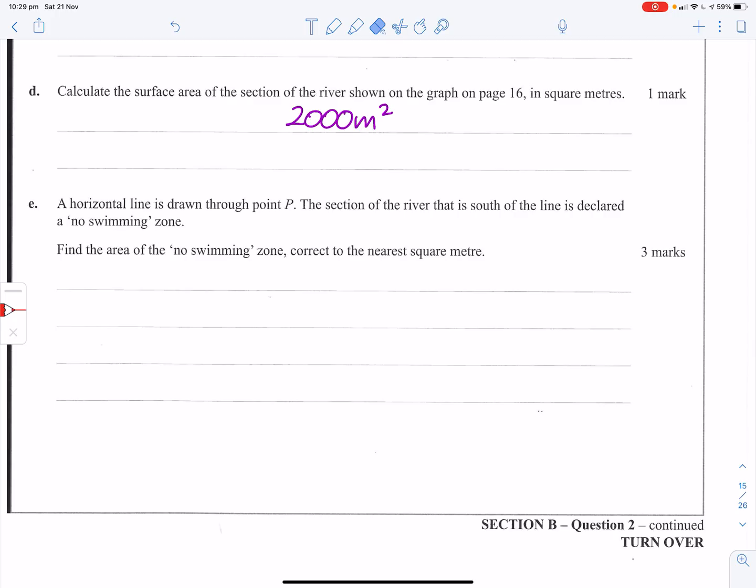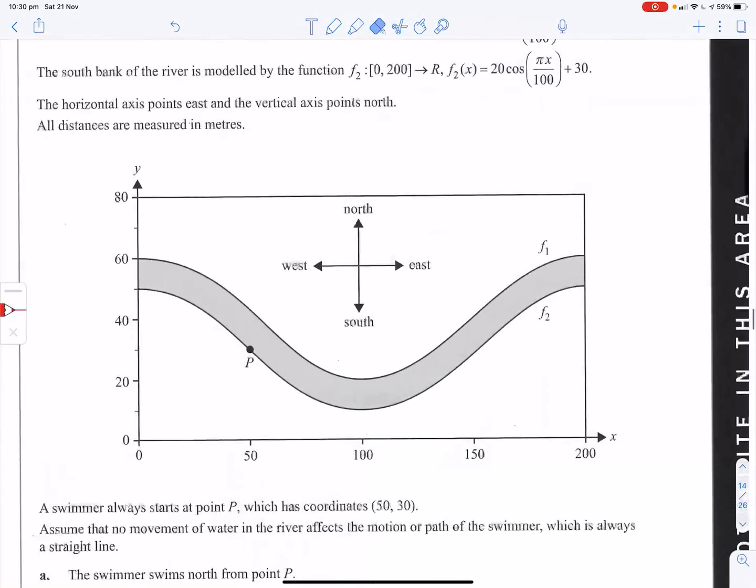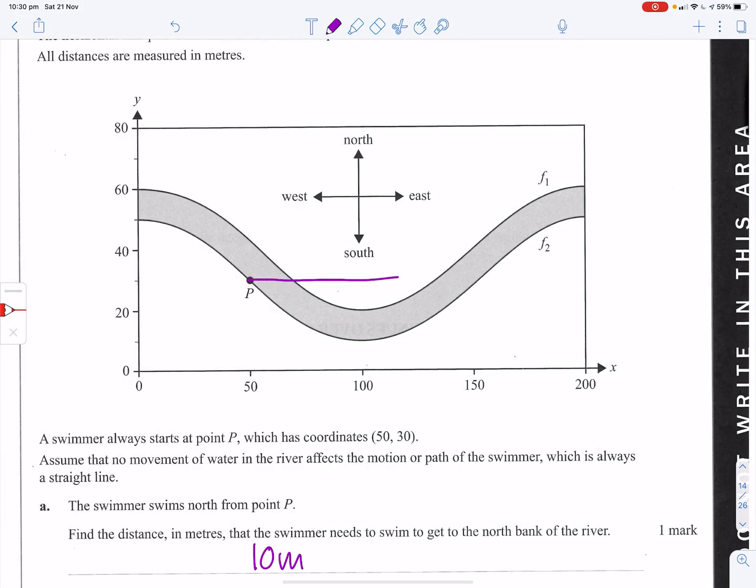A horizontal line is drawn through the point P. The section of the river that's south of the line is declared a no swimming zone. Find the area of the no swimming zone. So there's our line. This area is a no swimming zone.